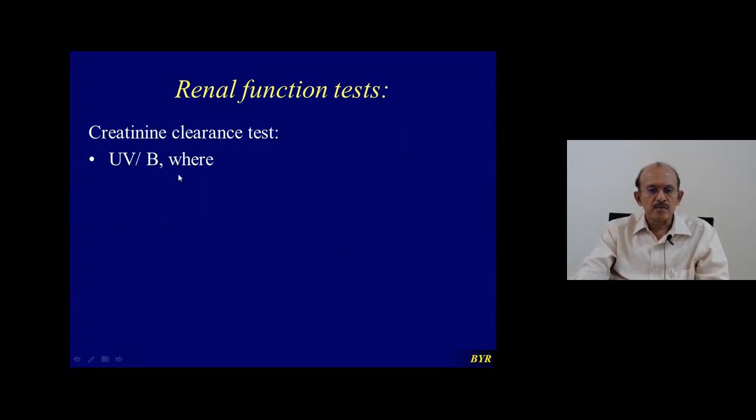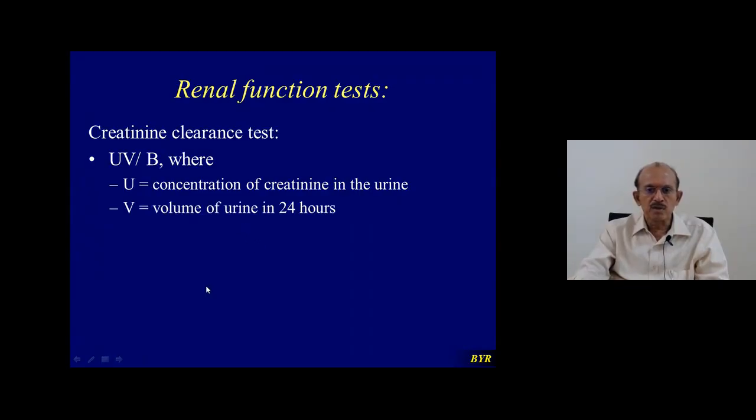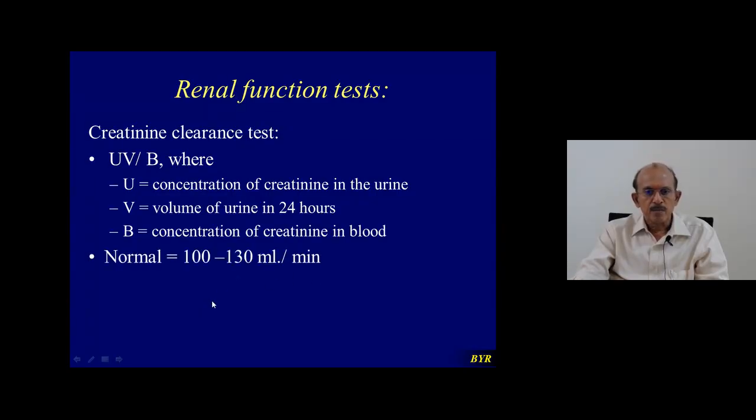Creatinine clearance test is nothing but UV by B. I hope all of you know this equation, where U is the concentration of creatinine in the urine, V is the volume of urine in 24 hours, B is the concentration of creatinine in the blood. So normally it's about 100 to 130 ml per minute. It indicates approximately the glomerular filtration rate.